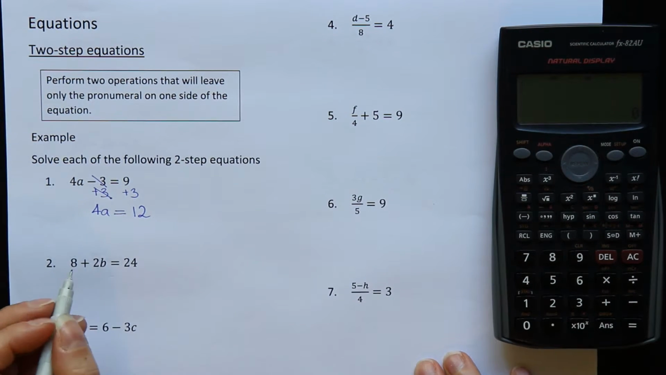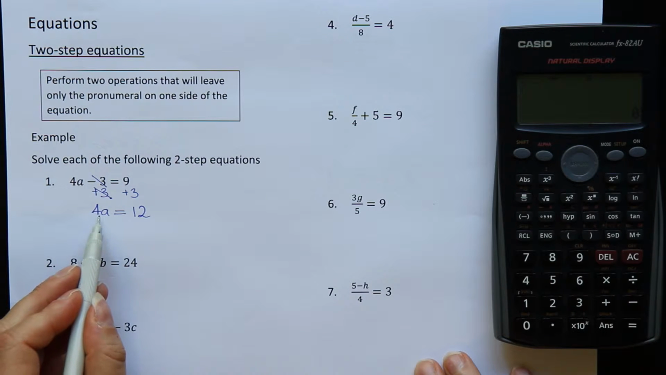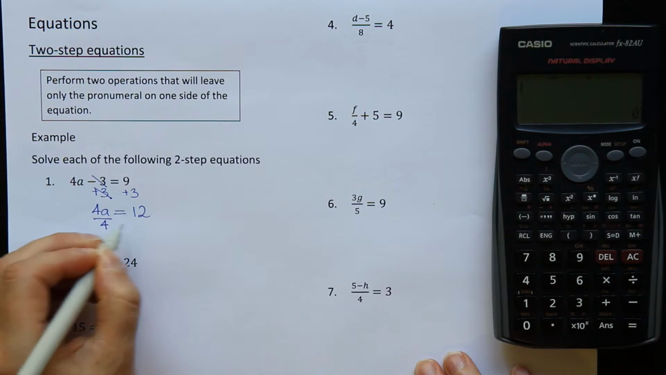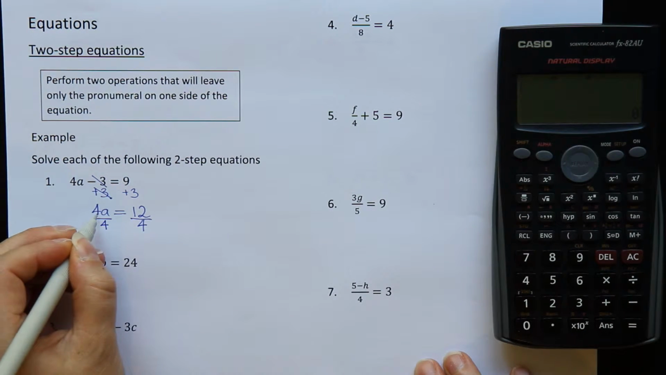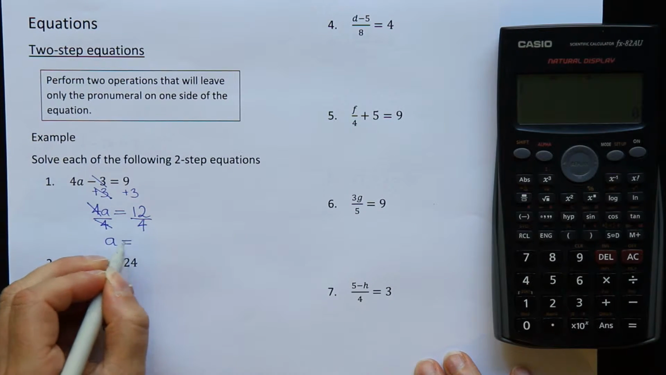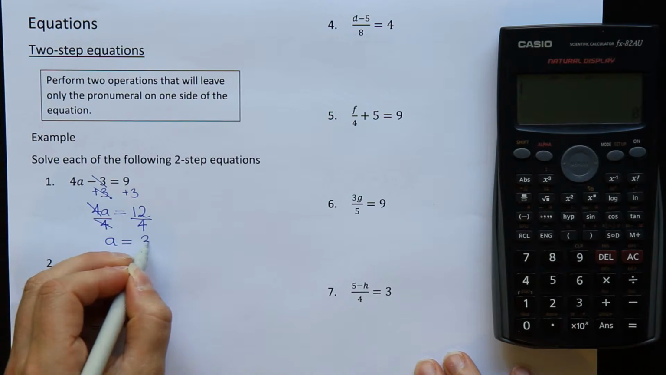That's one step. Now I still need to get rid of the 4. That's 4 times the a. So I need to divide by 4 to cancel it off. a is now by itself, and 12 divided by 4 is equal to 3.